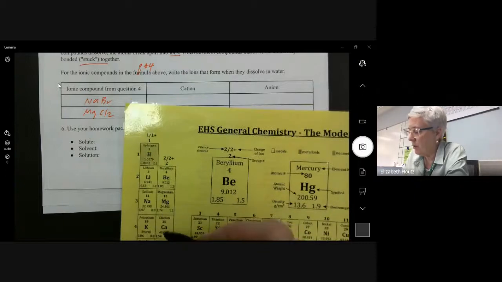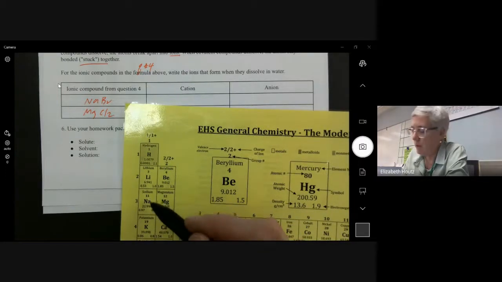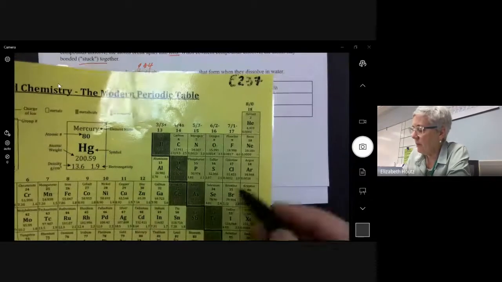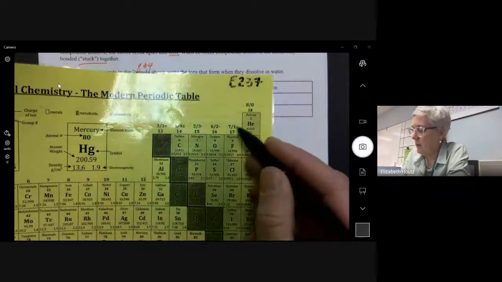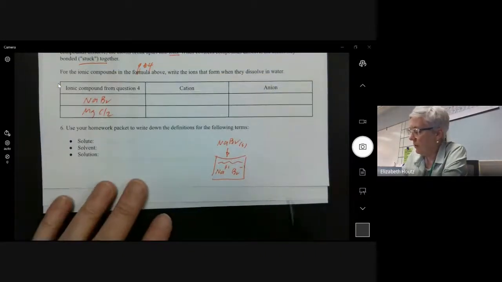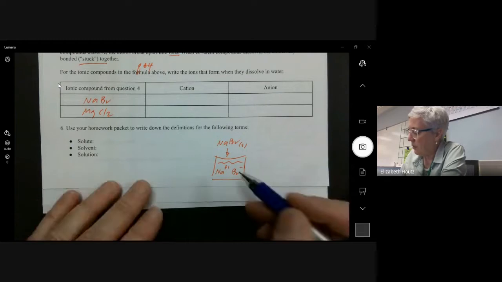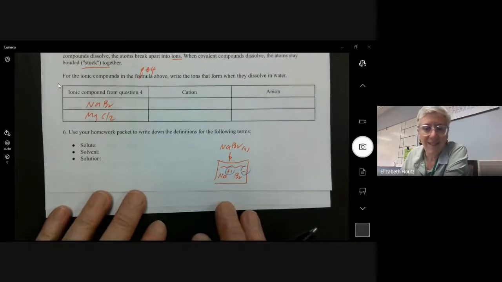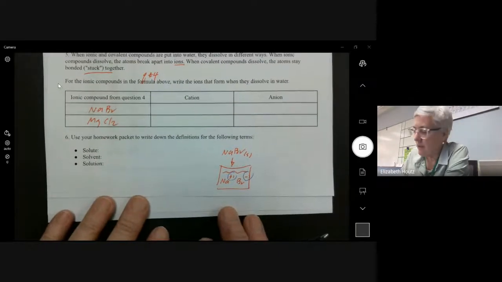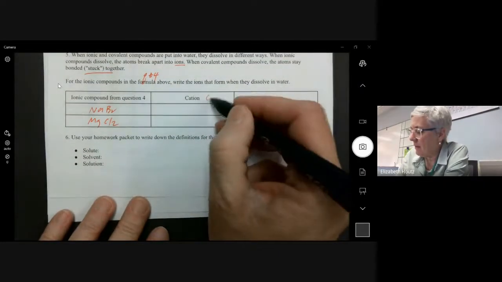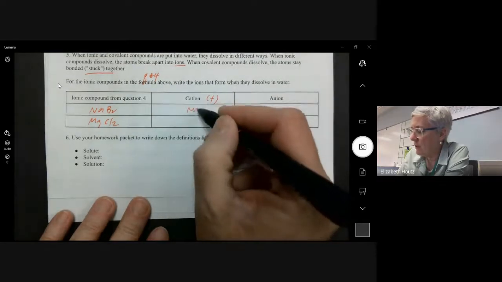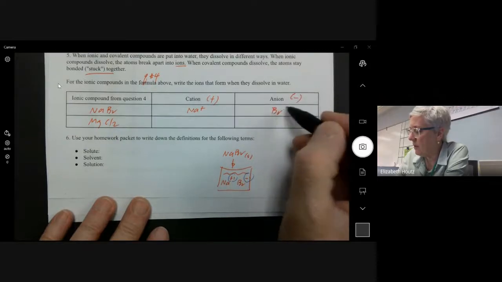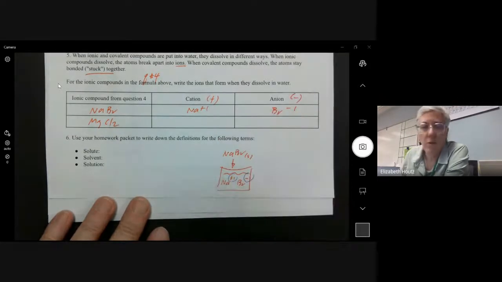So the charges, remember, you can get from your periodic table. Here's sodium, go up to the top, there's a +1 charge. Here's bromine, go up to the top, there's a -1 charge. So it's really, really important that you write these charges. So if they don't have charges, they're not ions. If they're not ions, they cannot conduct a current. All right, the cation is the positively charged ion, so that's going to be sodium. The anion is the negatively charged ion, so that's bromine. Okay, those are just vocabulary words.